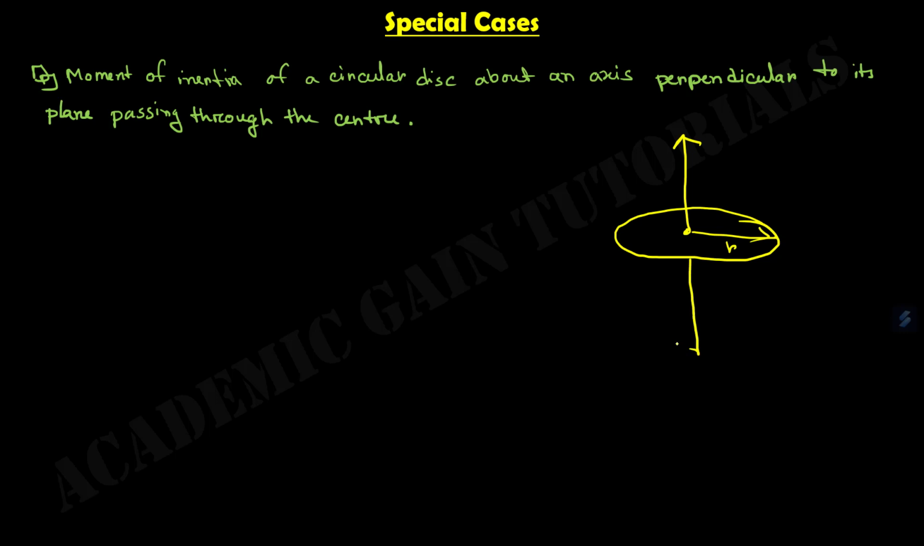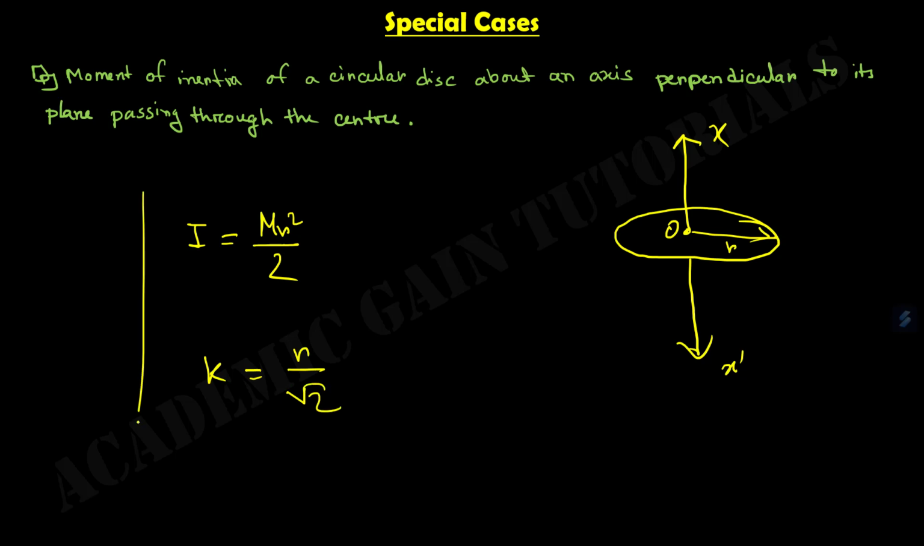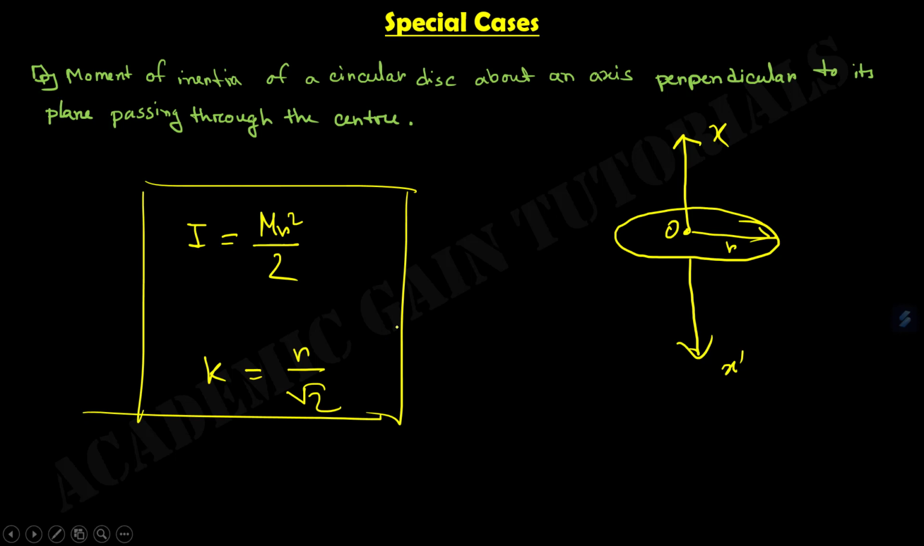This is our axis, our X O X prime axis. In that case, what will be the moment of inertia? Our moment of inertia equals m r square by 2. And what will be the radius of gyration? The radius of gyration k equals r by root 2. So this is the case of a circular disc.